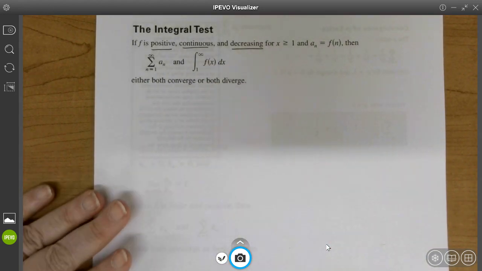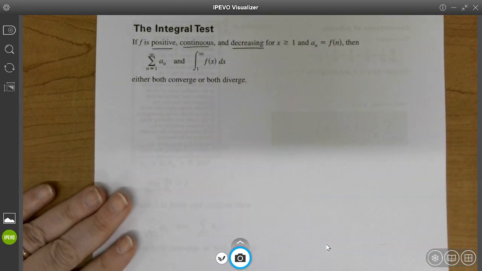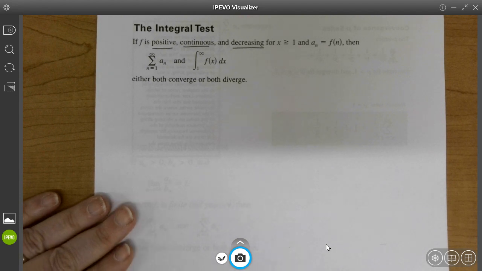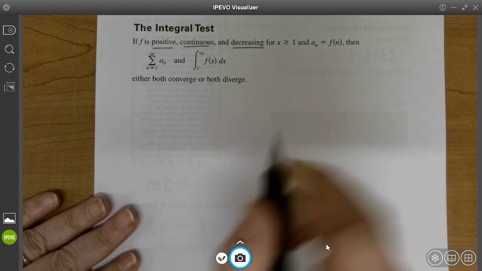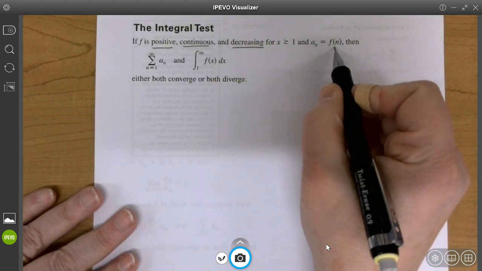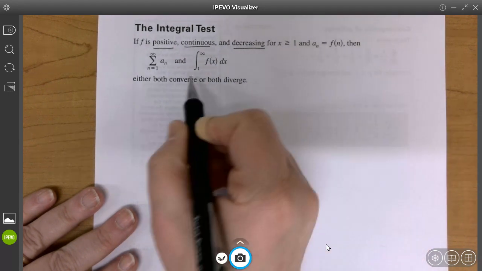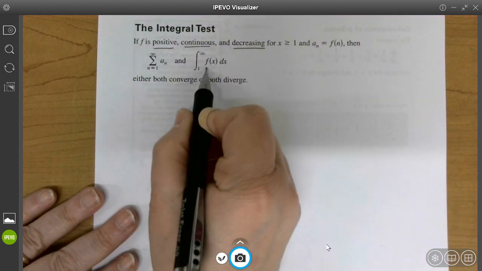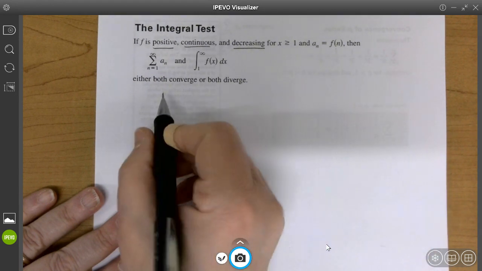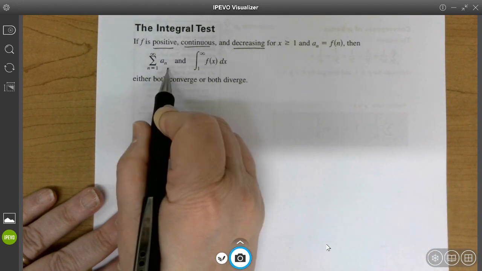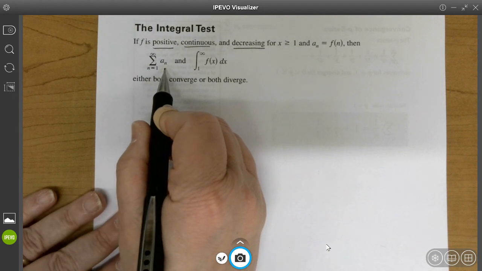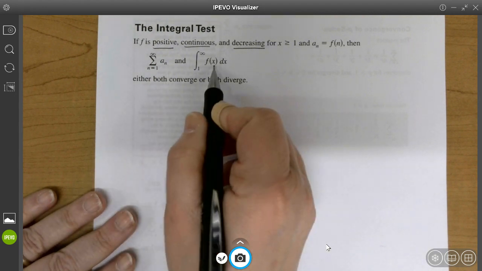And the AP people are going to expect that you have checked those conditions, so you need to make a comment about whether f is positive, continuous, and decreasing, for x greater than or equal to 1, and a sub n equals f of n. That means you're creating a function, f of x, and I'll give you an example in just a minute, where the only thing different between a sub n and f of x is that where you see n in the a sub n, you're going to put an x for the f of x.